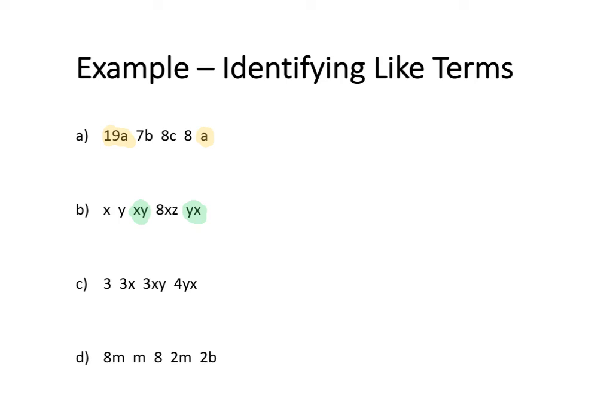In C, I've got a 3, a 3x, a 3xy, and a 4yx. The like terms are going to be 3xy and 4yx, because they contain the same variables within the term. And the last example, D, I've got an 8m, an m, an 8, a 2m, and a 2b. My like terms are going to be all the terms that contain m. So I've got an 8m, an m, and a 2m.